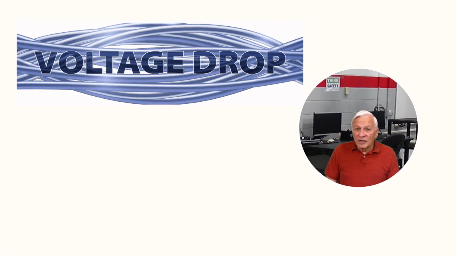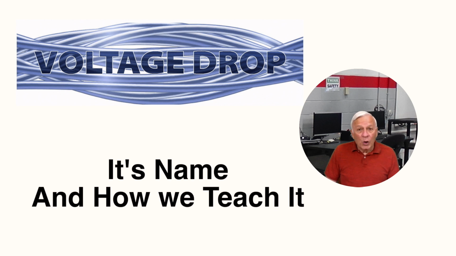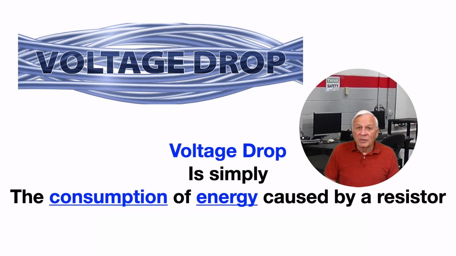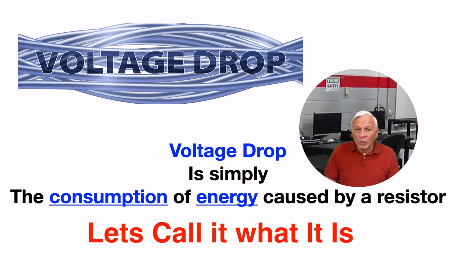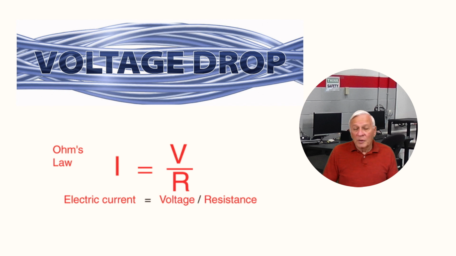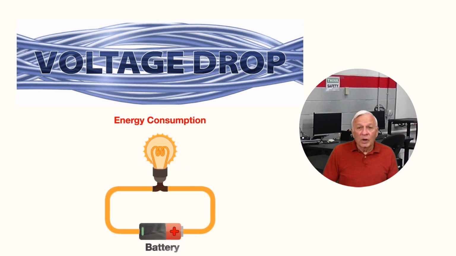One of the fundamental teachings is voltage drop, and that is the one that needs updating. Not the fundamental concept, just its name and how we teach it. Voltage drop is simply the consumption of energy caused by a resistor, so let's call it what it is. It's always been taught as a mathematical calculation. Ohm's law is a mathematical calculation. Well, it should be taught as a concept, not math. And that concept is energy consumption.